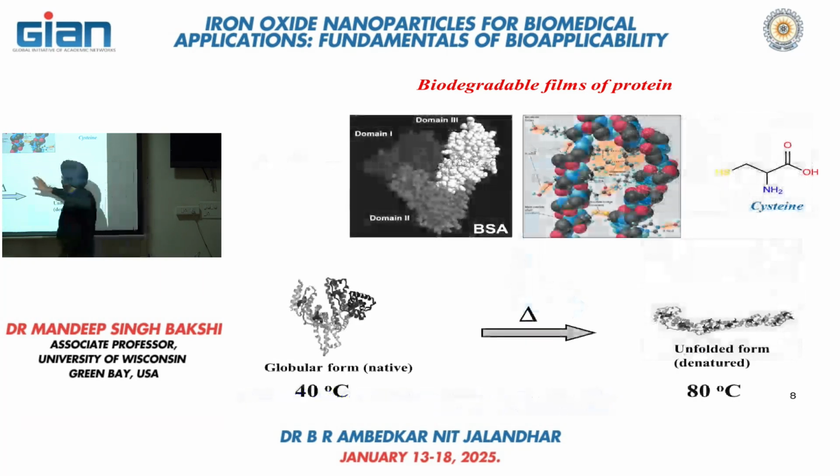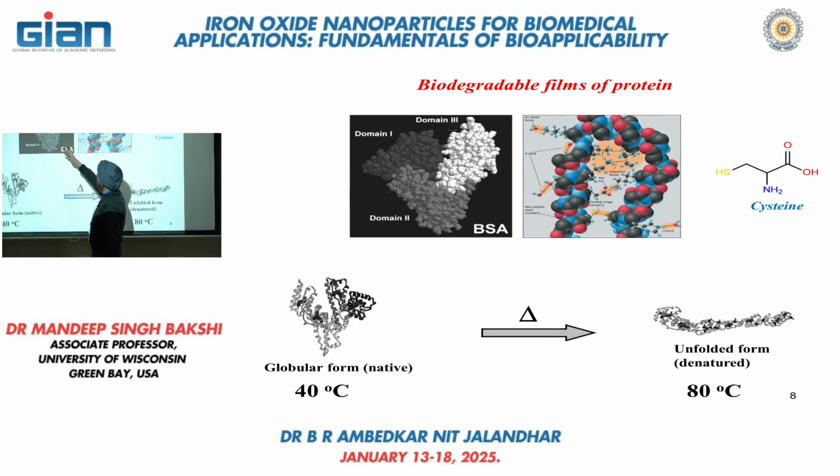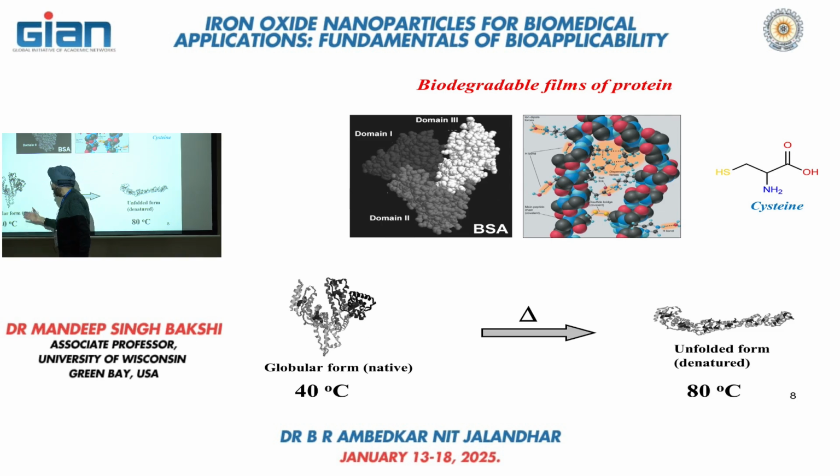This is BSA, bovine serum albumin, and you are very familiar with it. This is the three-dimensional structure, domain 1, 2, 3. This is the globule, BSA in its native state at 40 degrees centigrade, which we call room temperature. If you increase the temperature, the protein is going to unfold like this. This is the unfolded, denatured protein at 80 degrees centigrade.